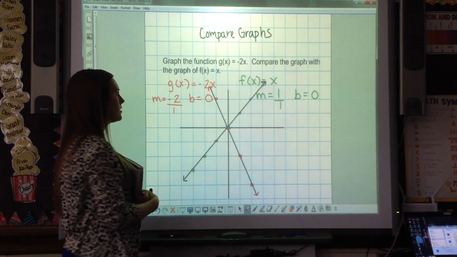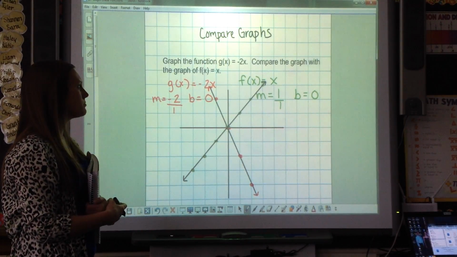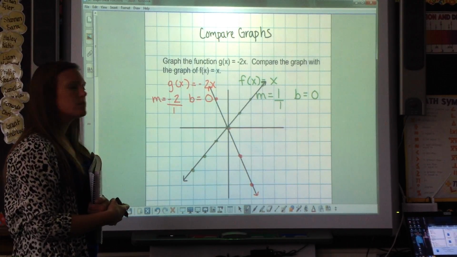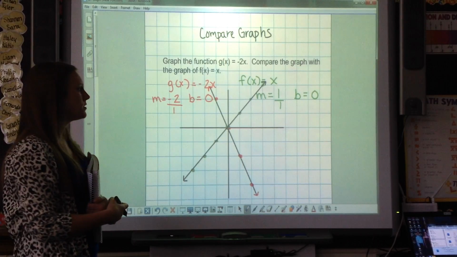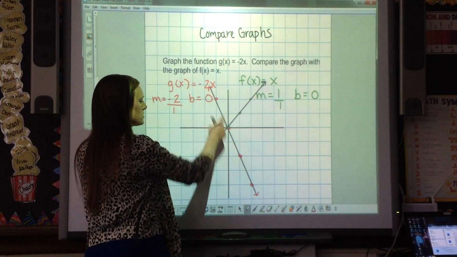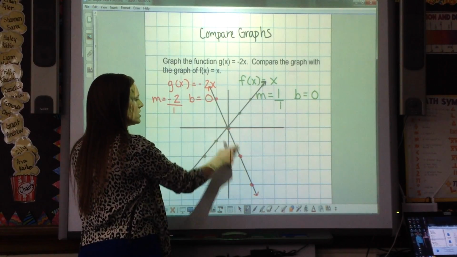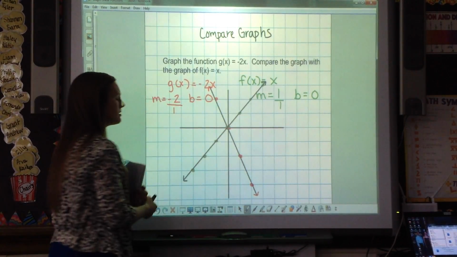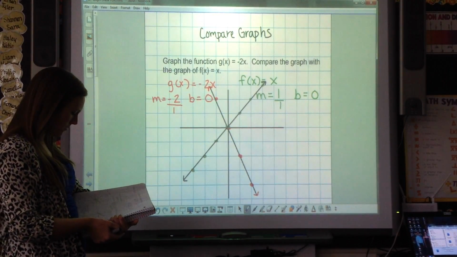Okay. Now comes the part where you have to compare these two functions. Well, let's say something about their slopes first. To me, it looks like we have one positive slope and one negative slope. So the function g has a negative slope, and the function f has a positive slope. So I'm going to go ahead and write that.